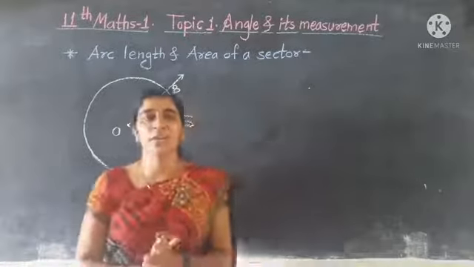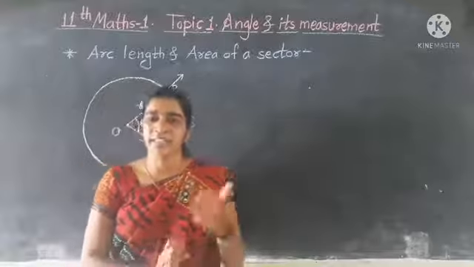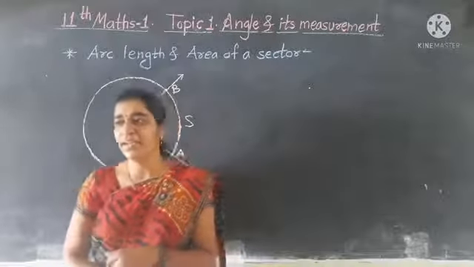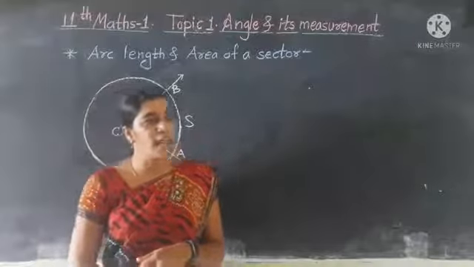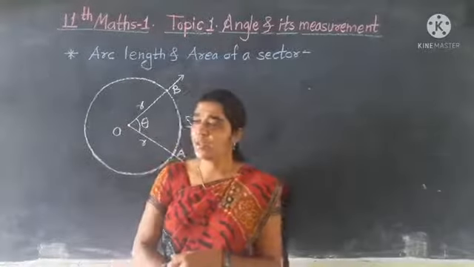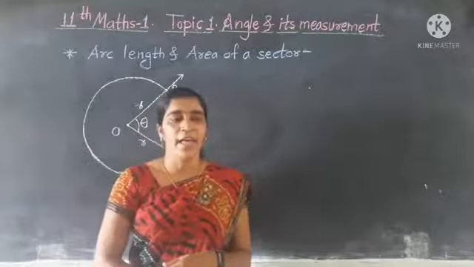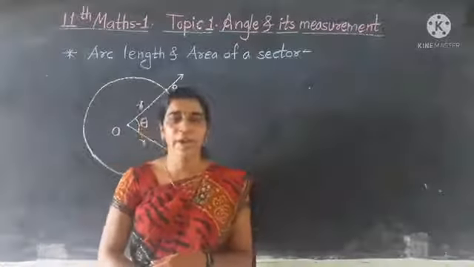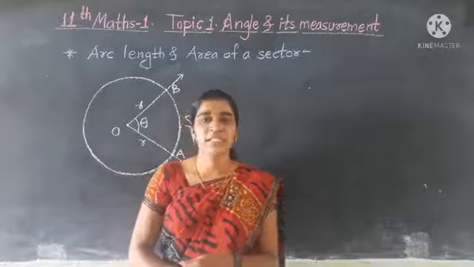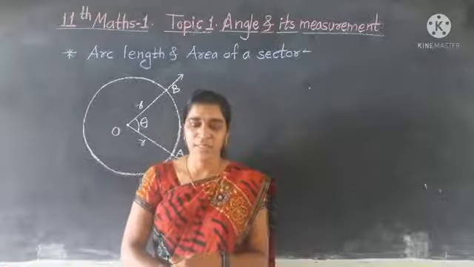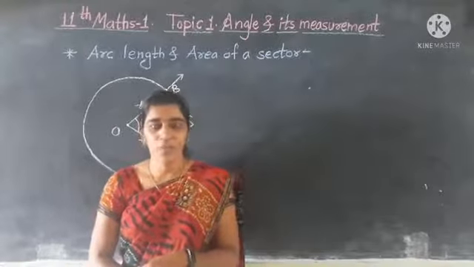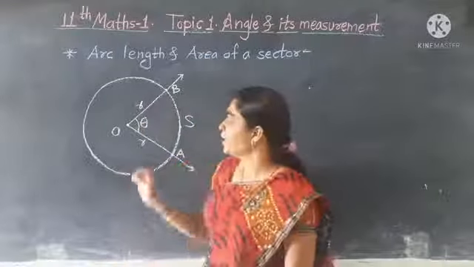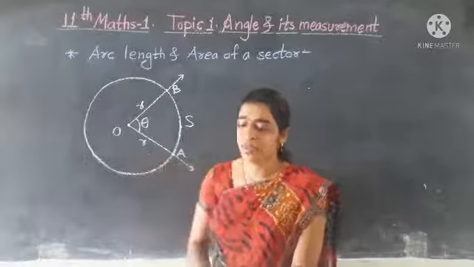You had learned the word arc and sector in 9th and 10th standard. What is the arc? You know there are types of arc: minor, major or semicircular. There are three types of arc. And we had also seen what is the sector. Now we here also use this same concept.